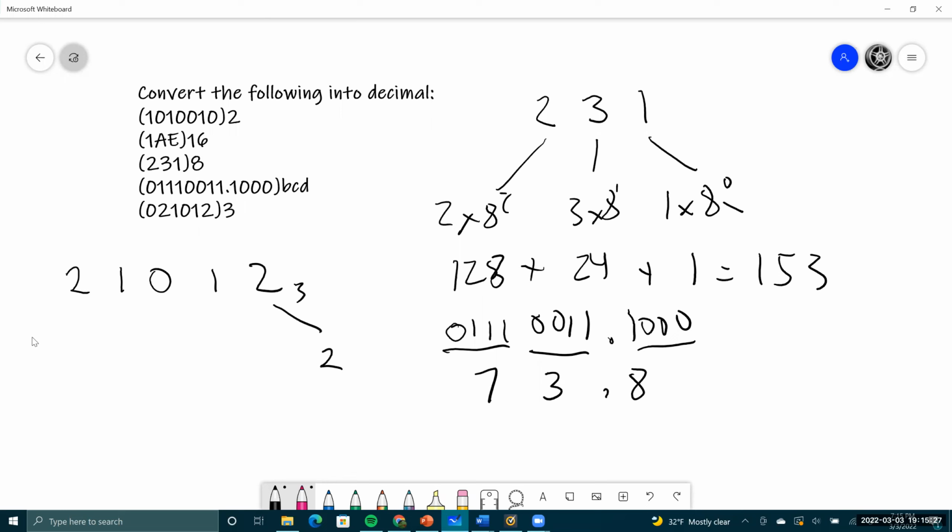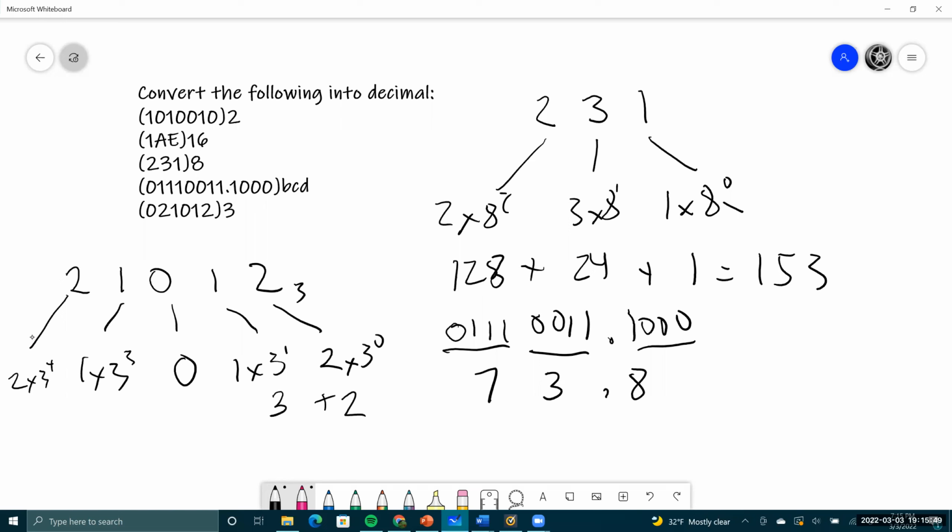This would be 2 times 3 to the 0. This would be 1 times 3 to the 1. This would be 0. This would be 1 times 3 to the 3. And this is 2 times 3 to the 4. Okay. Add it, multiply this through. This should be 2 plus 3 plus 0. 3 times 3 is 9. 9 times 2 is 18. And 3 to the 4th is 27 times 3 is 81. 81 times 2 is 162.